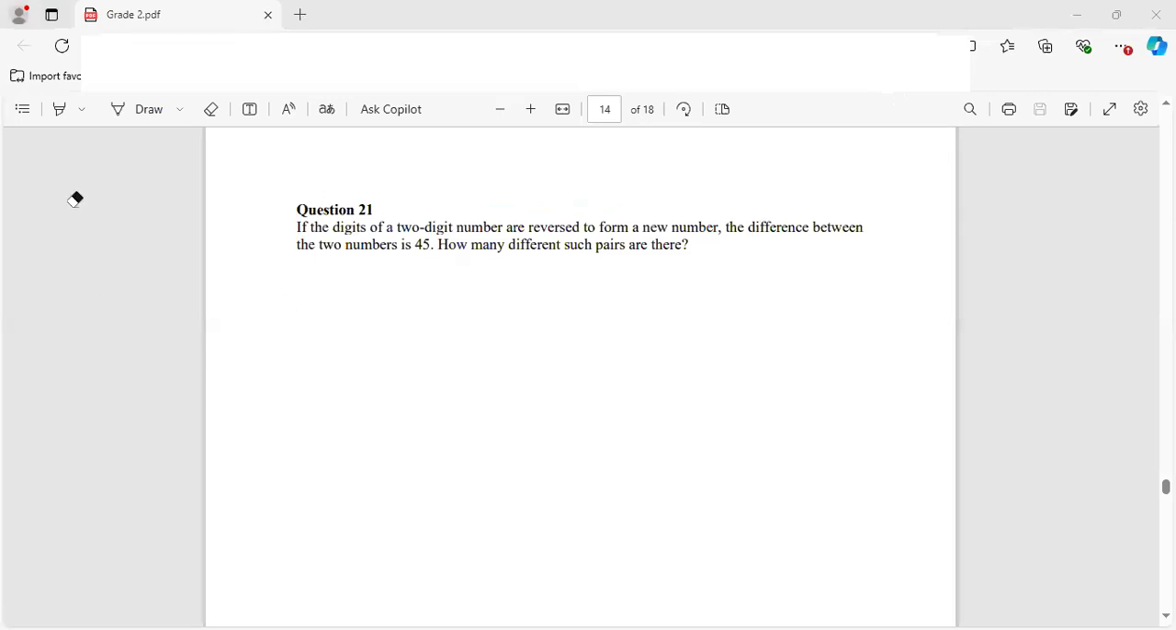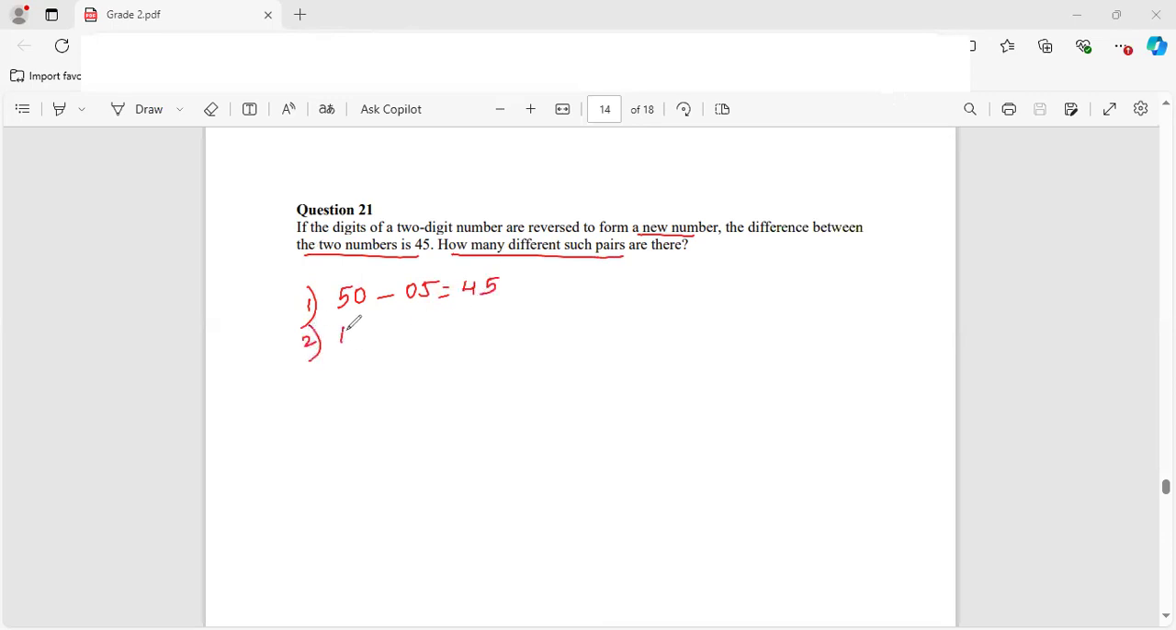Question number 21. If the digits of a 2-digit number are reversed to form a new number, the difference between the two numbers is 45. How many different such pairs are there? So let's just look at these pairs, like 50 and 5. If we reverse the digits of 50 you get 5, and the difference here is 45.